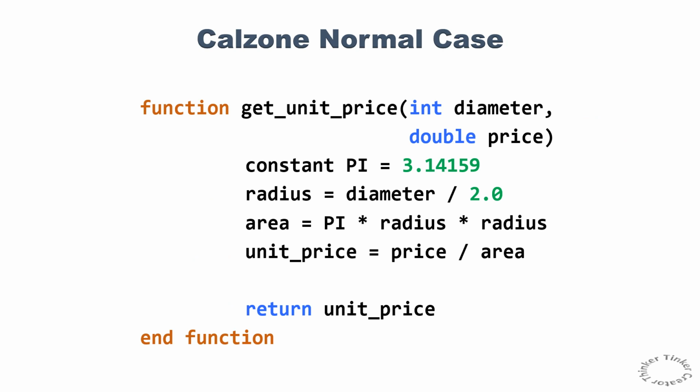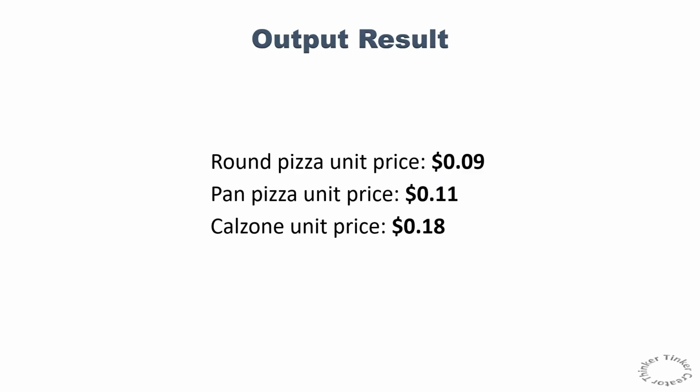Finally, we test the calzone normal case, using the values provided in the problem statement. Use a calculator or a spreadsheet to verify the result. We can see from the result that calzone is not the cheapest. It's the most expensive. Next time, John should buy the round pizza and share it with someone.